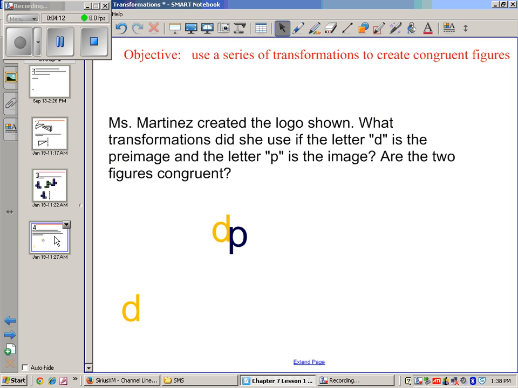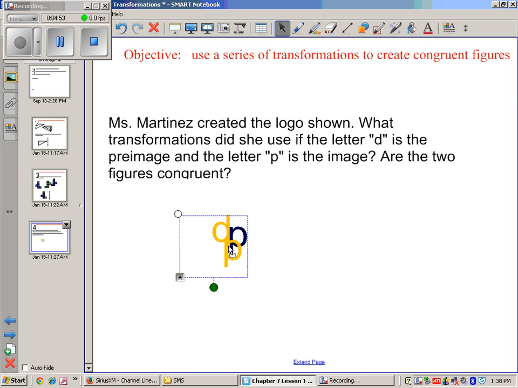Ms. Martinez created the logo shown. What transformation did she use if the letter D is the pre-image and the letter P is the image? Are the two figures congruent? Okay, so let's take a look at D as our pre-image. We're going to take this up here. This is our pre-image. What's our first step we could do here? Let's try a 180-degree rotation. There we go. We're going to spin it 180 degrees.